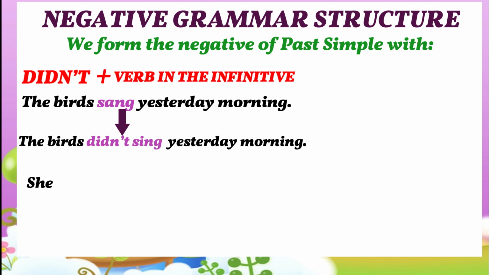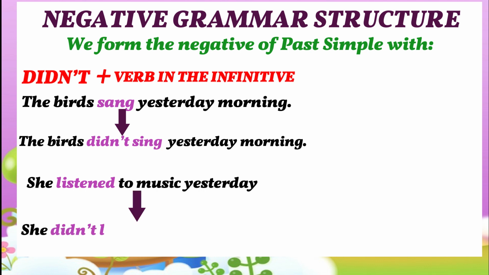Another example, she listened to music. Listened is the simple past of to listen. She listened to music yesterday. Negation, she didn't listen to music yesterday. We don't put ed on the verb because we have didn't before, and that's the negative of the simple past.